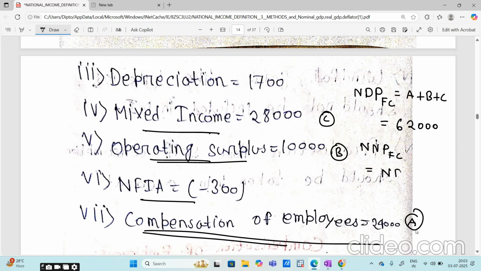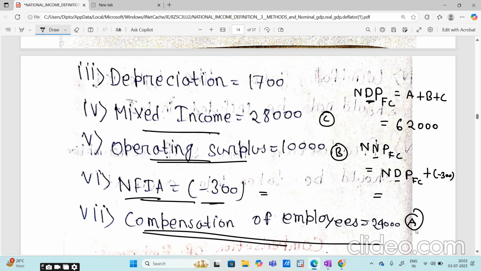For calculating NNP at factor cost from NDP at factor cost, we have to change this D to N. For changing this D to N, what should I do? I should add NFIA. Here NFIA is negative, right? So I will basically subtract. Why is it negative? Because the amount of money that went outside India is greater than the amount of money that came into India.